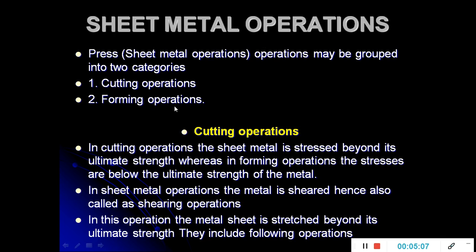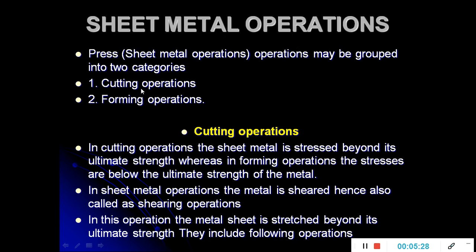And forming operation is nothing but applying force on the metal sheet beyond the ultimate strength of a material. Therefore, no cutting takes place in the forming operation. The different forming operations we are going to discuss in the next PPT. Okay, this is the broad classification of sheet metal operations.